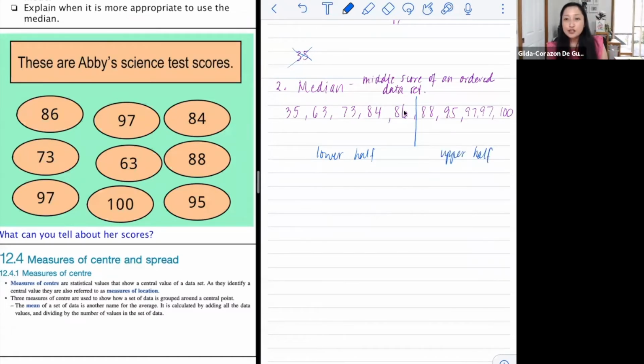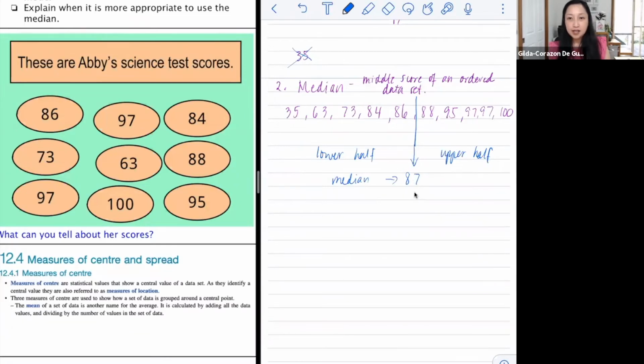Okay, so your median is the middle between these two scores here, 86 and 88. What's the number between 86 and 88? Anyone? The middle between 86 and 88 is 87, and therefore this is the median.